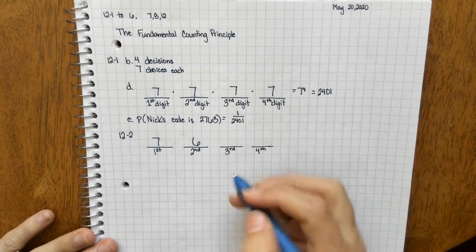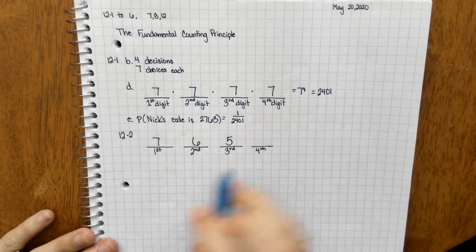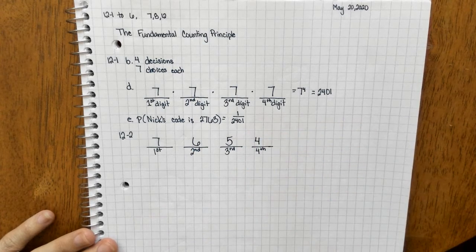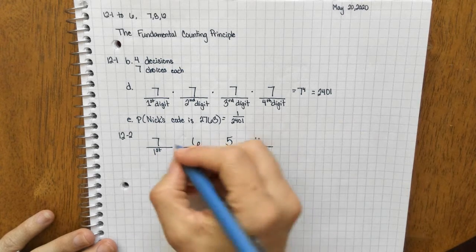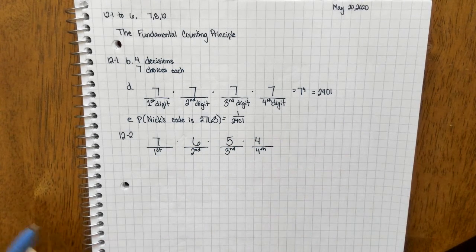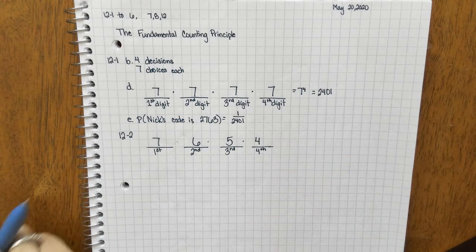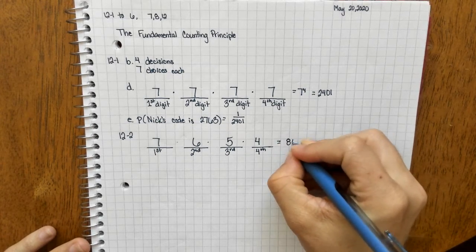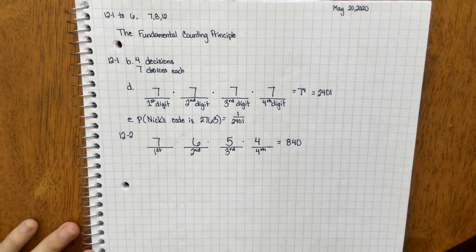For his third digit, now he only has 5 choices left because he already chose 2 numbers. And then for his fourth digit, he only has 4 left because he chose 3 numbers already. And the same thing, you're going to multiply all of these, 7 times 6 times 5 times 4. So this way there's only 840 choices.